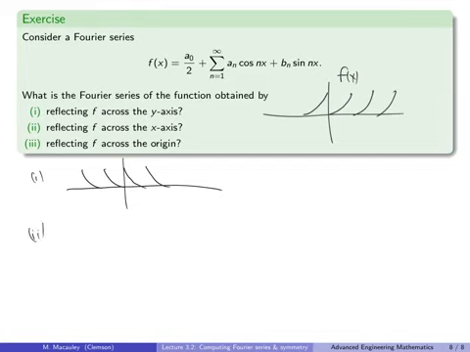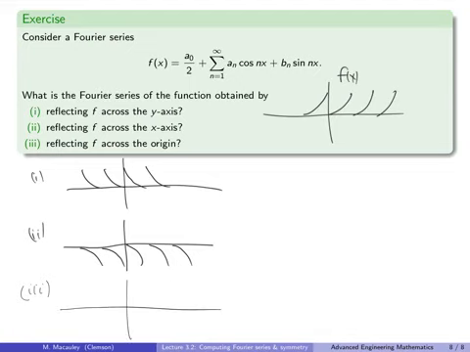The second one is, suppose I reflect it across the x-axis. So we're starting with this function and reflecting it across the x-axis. Well, I should have planned ahead with this one. Oh well. Hopefully this isn't too bad. So that's what I get if I reflect across the x-axis. And now what if I reflect across the origin? So if I do that, now it looks like this.